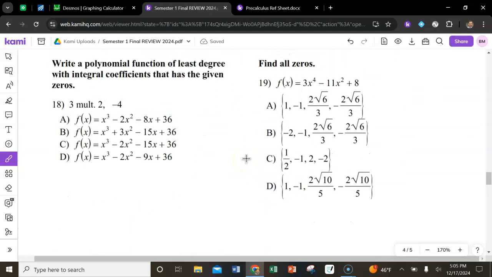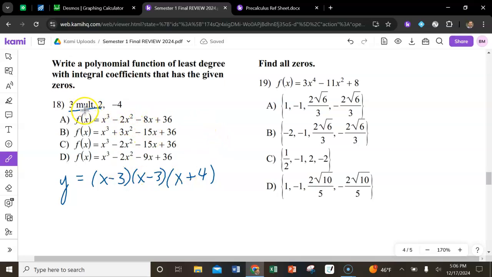18, we are writing a polynomial. So these are the zeros. This means we have 3 as a 0 twice. So really what I would have is I would have x minus 3 times x minus 3 times x plus 4. And I would multiply all that out. But the easier thing to do would be to just graph these until you find the right one.